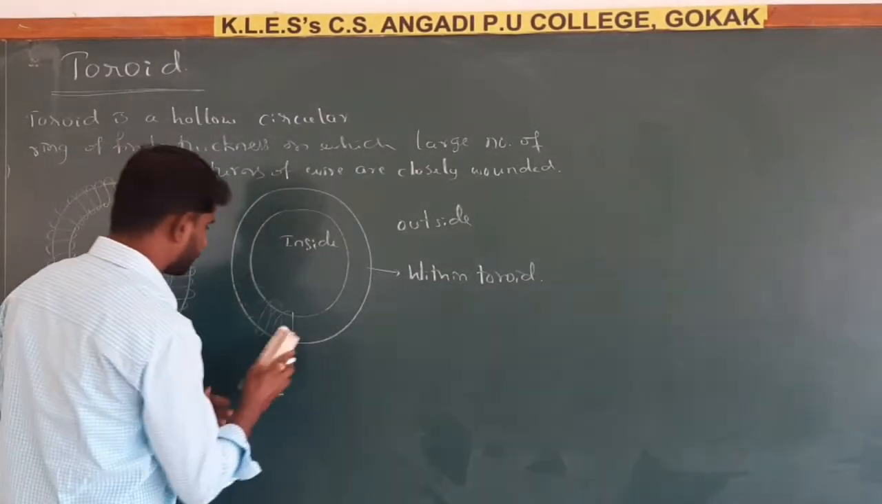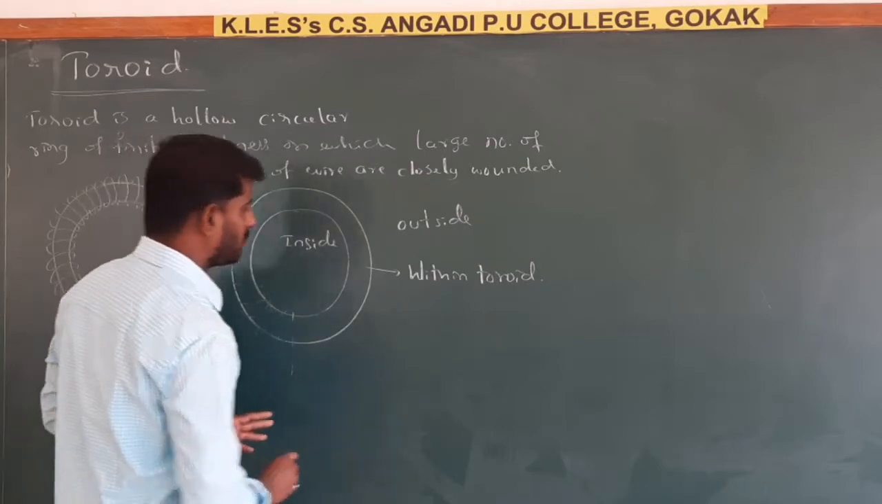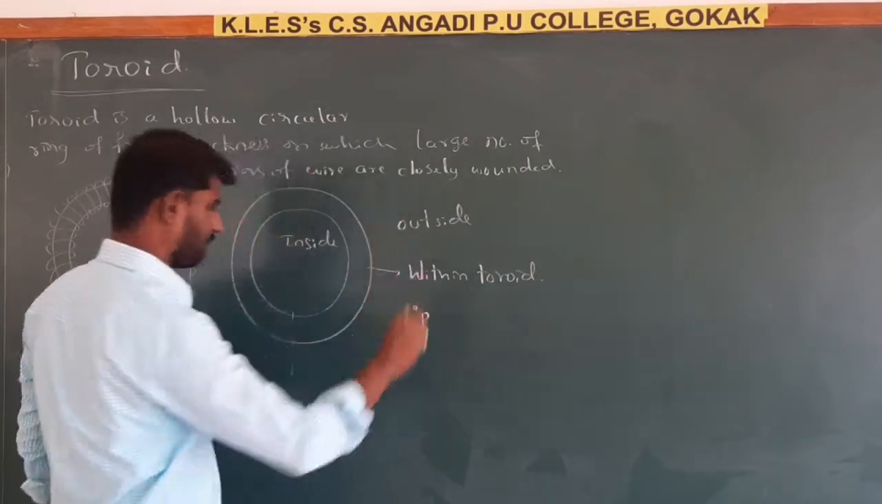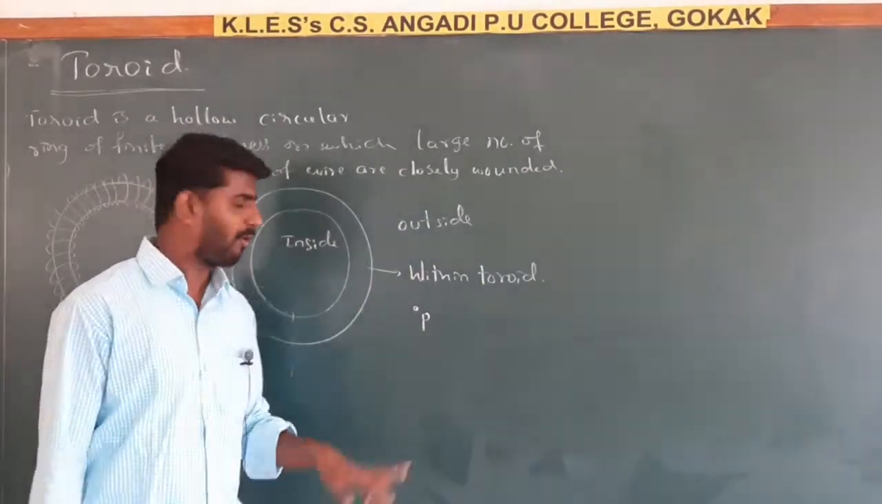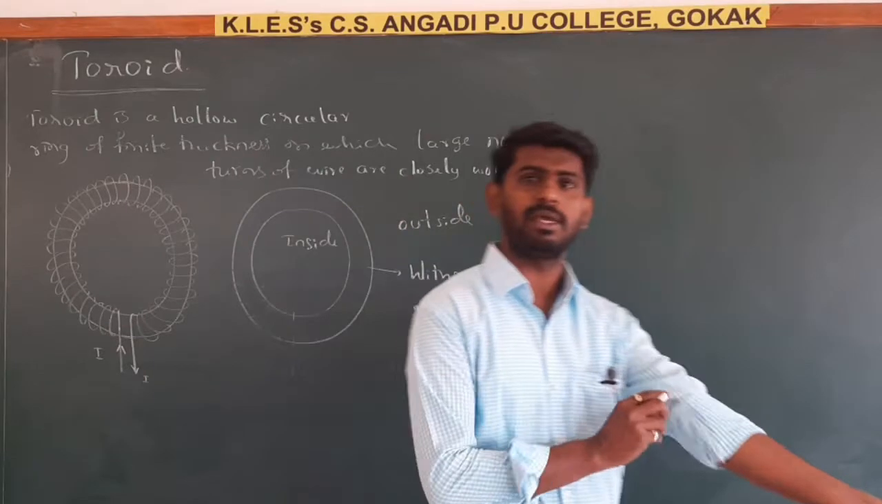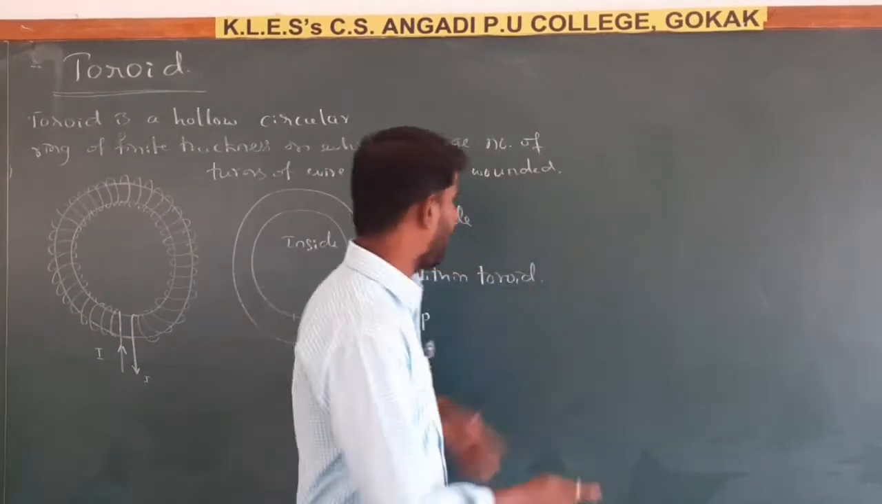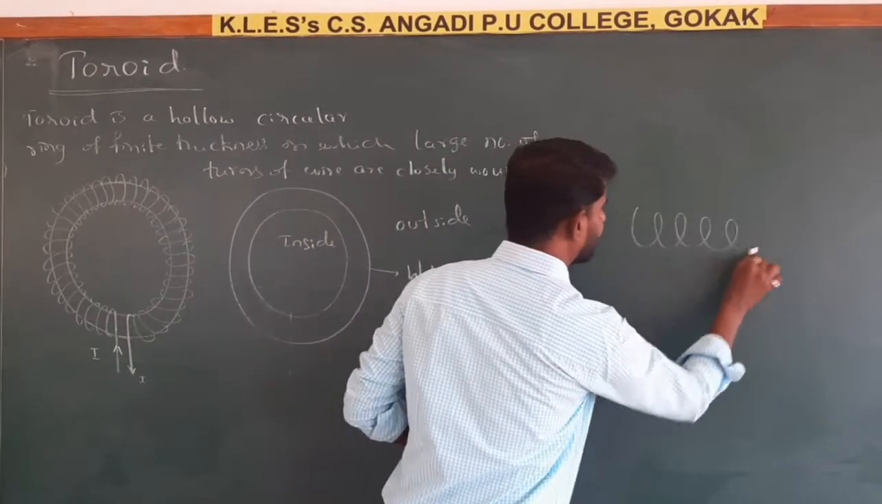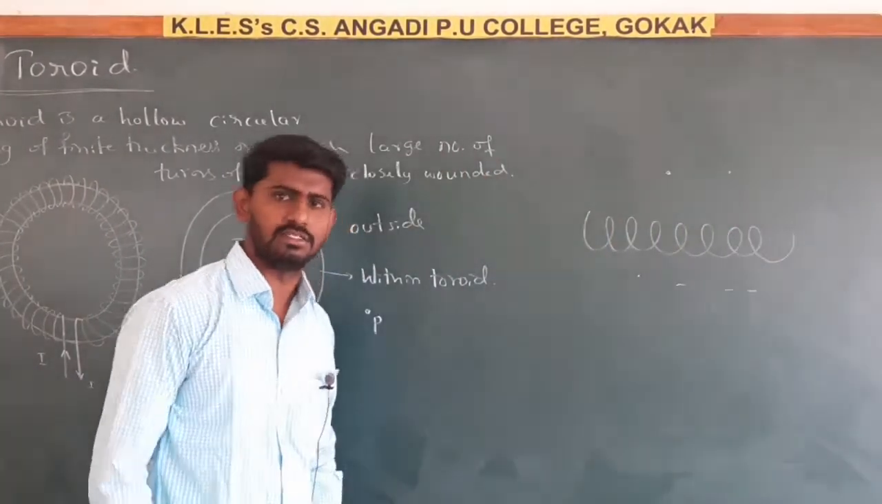Now can you answer me: I want to get the magnetic field at a point P, which is a point outside the toroid. What is the magnetic field at point P? It should be 0. Why? Because in our last class, while studying the solenoid, the magnetic field at any point outside the solenoid is 0.